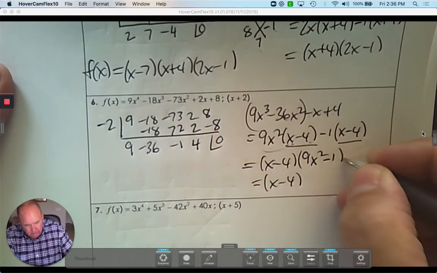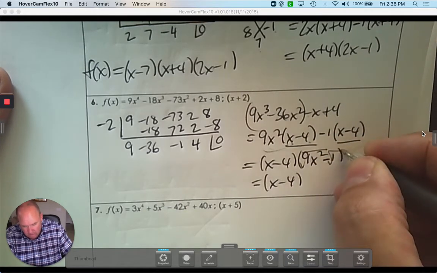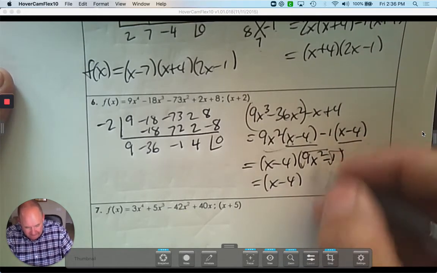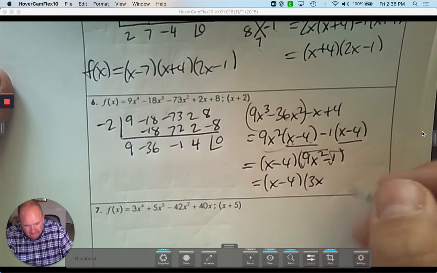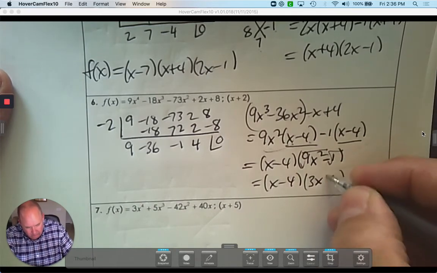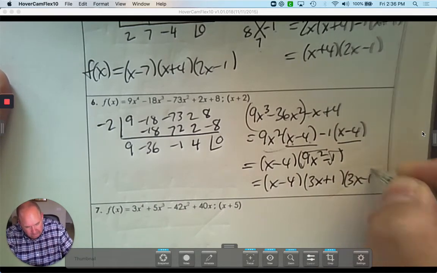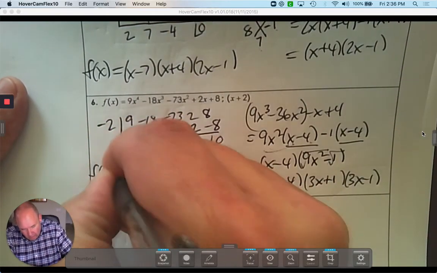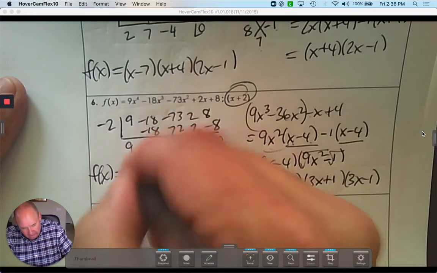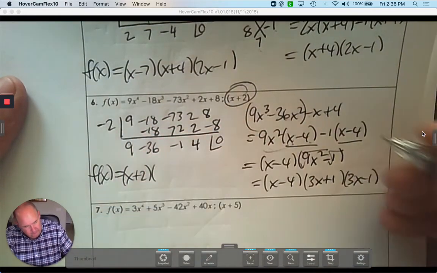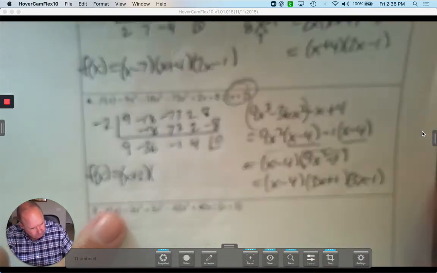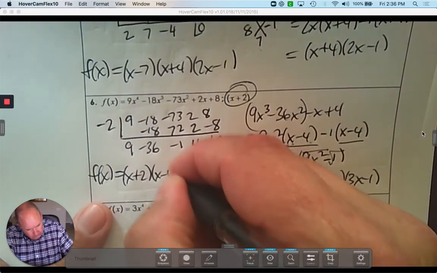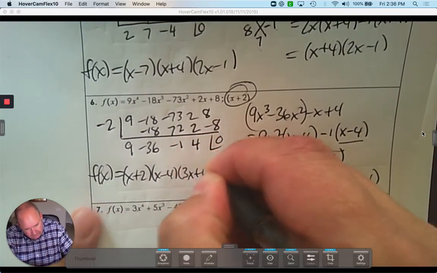9x squared subtract 1 is called the difference of squares. So the square root of 9x squared is 3x, and the square root of 1 is 1. So one's 3x plus 1, and the other is 3x subtract 1. So now what's the answer? All the factors. The first factor, x plus 2, and then we have x minus 4, 3x plus 1, 3x subtract 1.